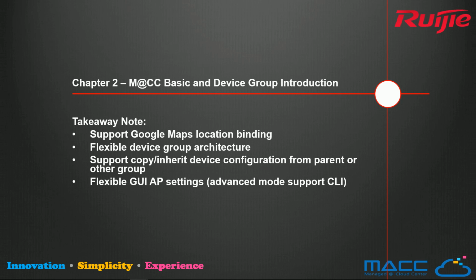So, the takeaway notes for you. Our MACC base supports Google Map location binding, and we have a very flexible device group architecture that allows you to copy and inherit the configuration from a parent group or other group. So it depends on the scenario that you have. And in terms of the AP setting, we are able to support the advanced mode configuration, like what I showed just now. We can also define the CLI template to be pushed into the template.